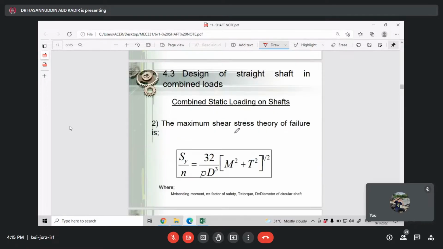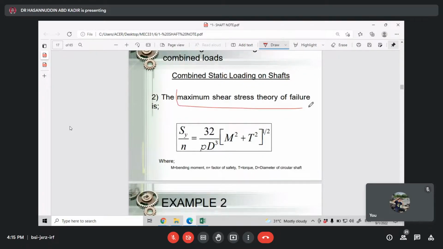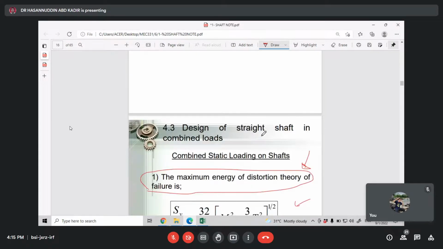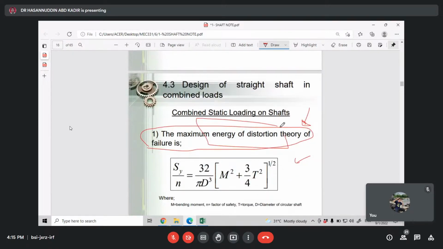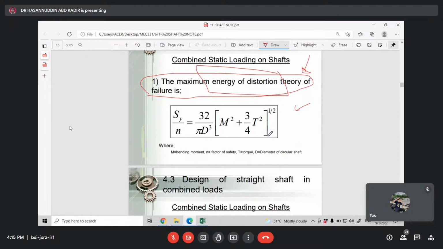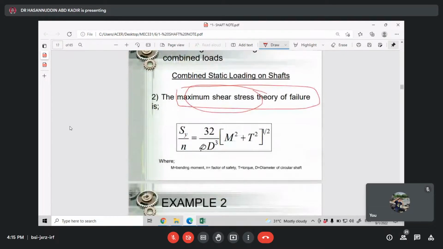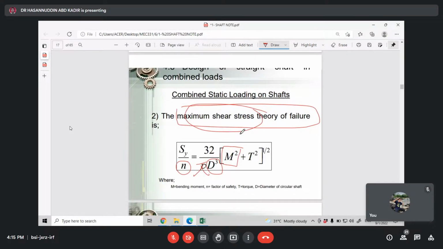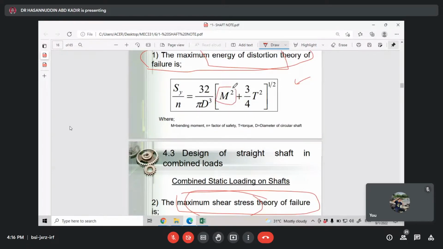Okay, another one, they have another condition, maximum shear stress theory of failure. In this one is on the shear stress, another one is called the energy distortion. So therefore two different. I just want to make sure that this one is pi, this part is pi. Okay, this diameter, and the factor of safety, this is the critical part, this one M and also this M. Please make sure this one we must get from the application of the MEC331.